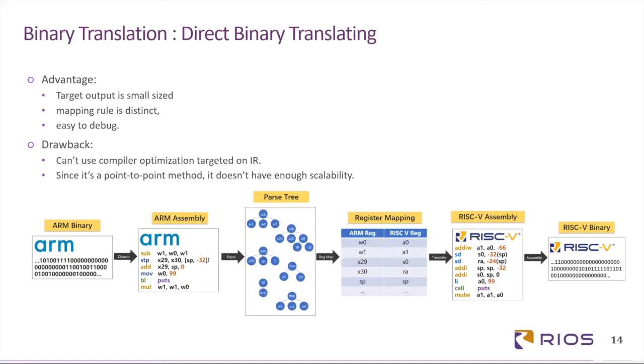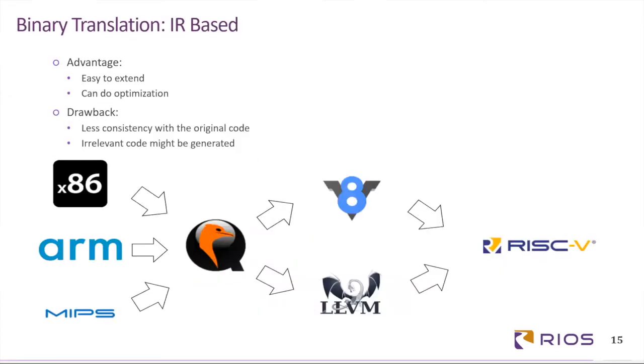The advantage of this point-to-point method is that the target output is small in size, and the mapping rule is distinct. It's easy to debug. The drawback of the method is that you cannot use compiler optimization targeting IR, and as it's a point-to-point method, it doesn't have enough scalability. The second method is the IR-based method. The advantage is that it's easy to extend.